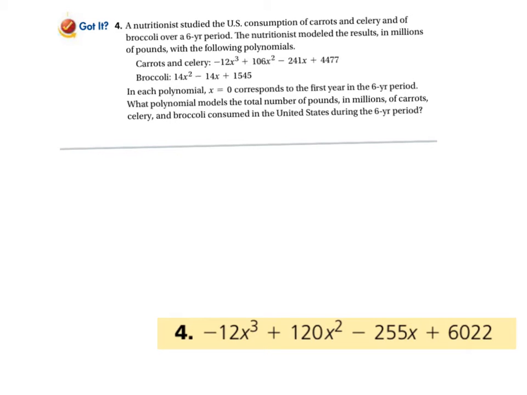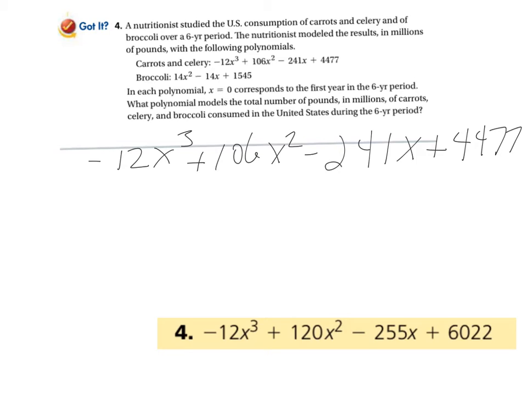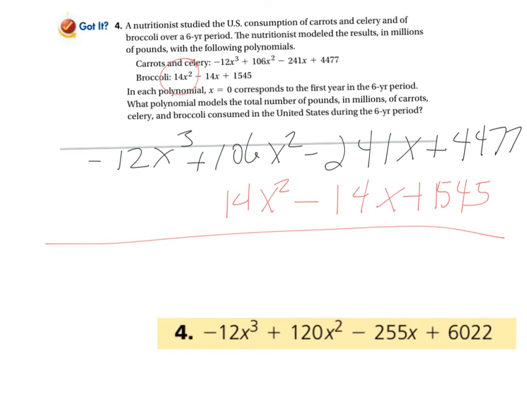So we're going to have negative 12x cubed, I almost forgot that in front there, plus 106x squared minus 241x plus 4477. And we're going to add to that. Notice I'm going to line them up with like terms here. Be careful, this 14x squared. We're going to line up 14x squared minus 14x plus 1545. And then we're going to go through and combine like terms.